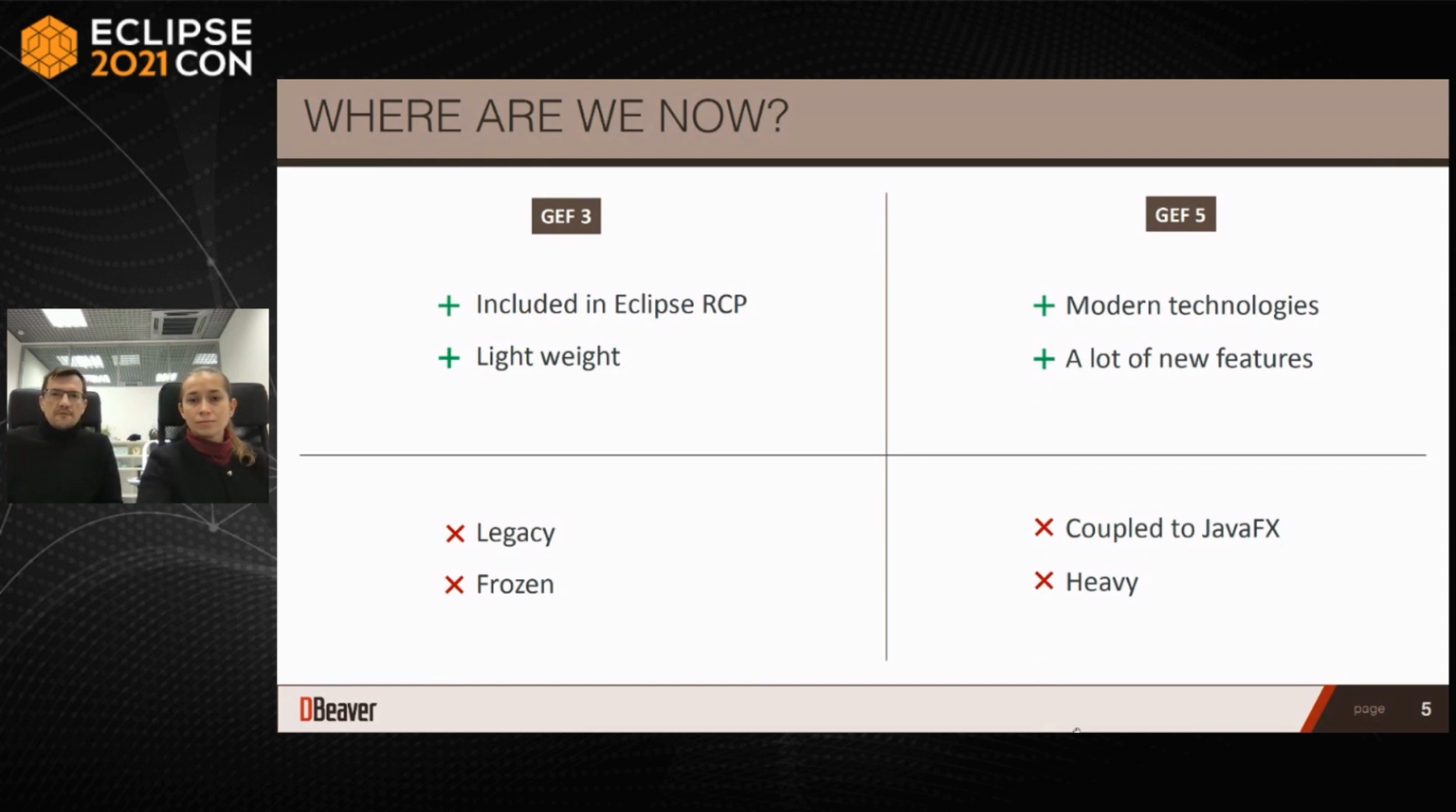At the same time, we have GEF 5, which relies on more modern technologies. It uses new Eclipse 4 APIs. It has a lot of new features. It has much more flexible API and components. And actually, it's a successor of GEF 3. It was supposed to replace GEF 3 completely. That's why GEF 3 was frozen at some moment.